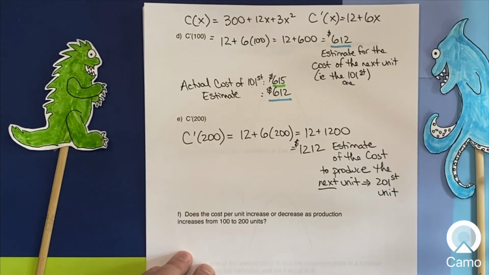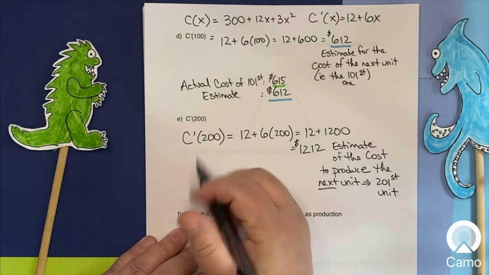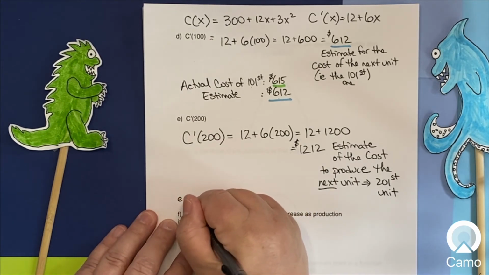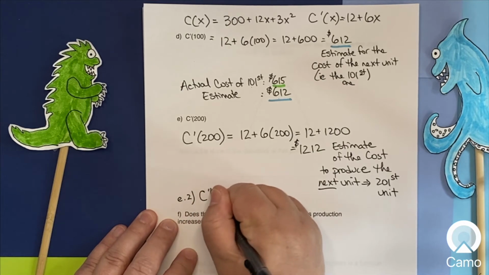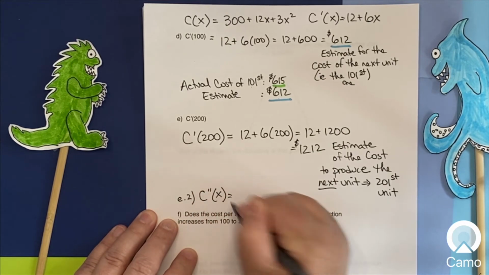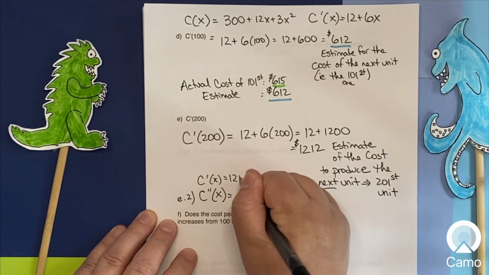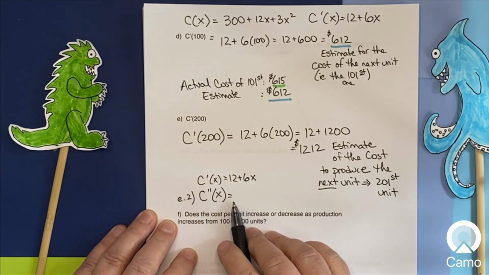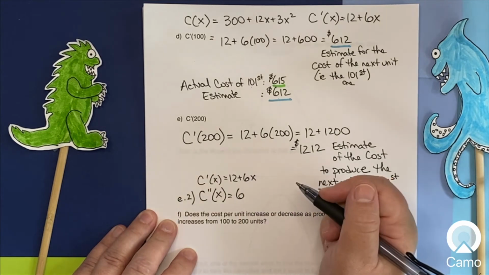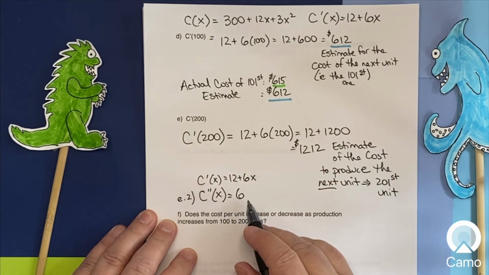I know I didn't put this in. This will be E.2. What's the second derivative? If the first derivative is 12 plus 6x, the second derivative is 6. This is positive. So it means it's increasing, it's going up, right? The slope is positive, it's going up.